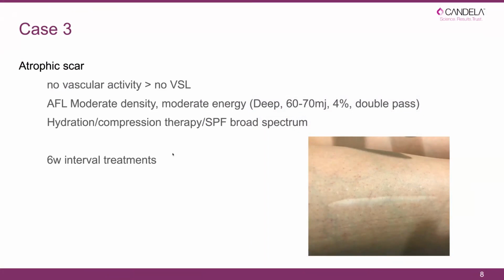With our core, I would probably use 60 millijoules with a double pass with 4% density, and afterwards hydration and some kind of compression with a silicone-based gel. And even as it is under the clothing, I always prescribe sunblock because we always have some radiation that can penetrate through the clothing. And we are still on 6-week interval treatments. Next case, Didak, please.